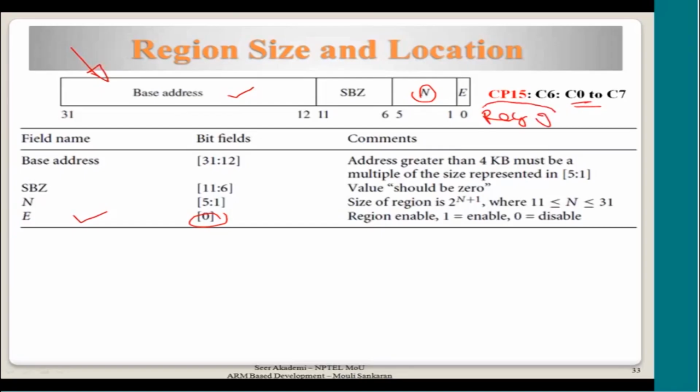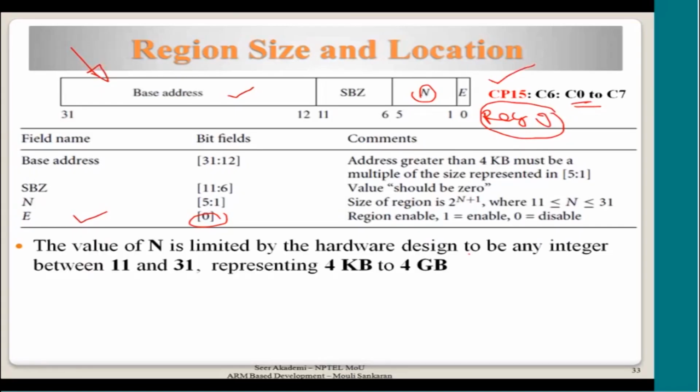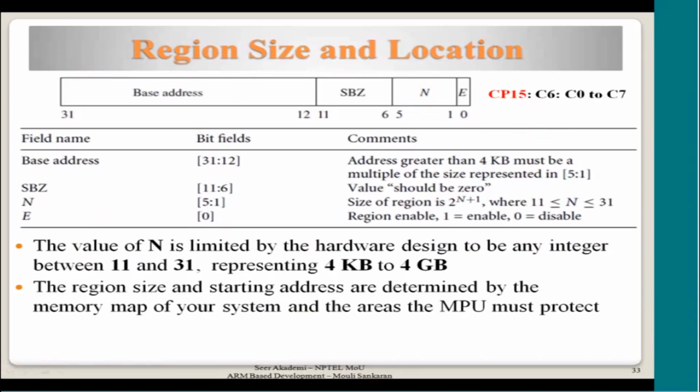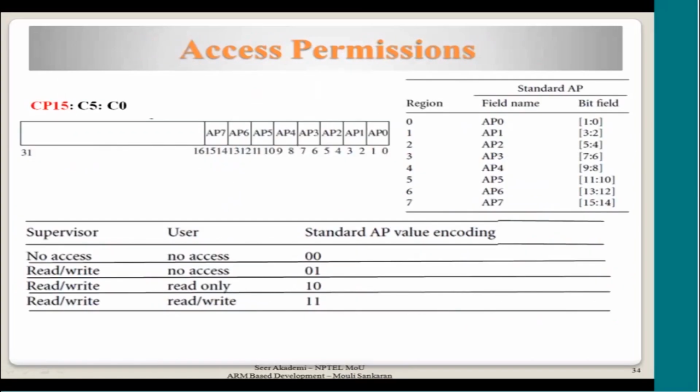Now you may wonder, where are the attributes of region 0? It is not here. This particular register holds only the region size and location. So there are some other registers used for that. I have explained this: N is varying from 4 KB to 4 GB, and the region size and starting address are determined by the memory map of your system. So we decide based on the memory map and where you want to use a particular region and for what purposes. Access permission is now handled by these registers, C5 and C0.